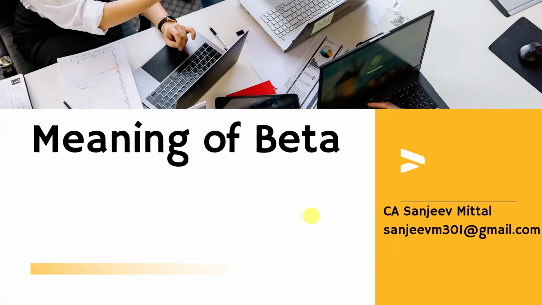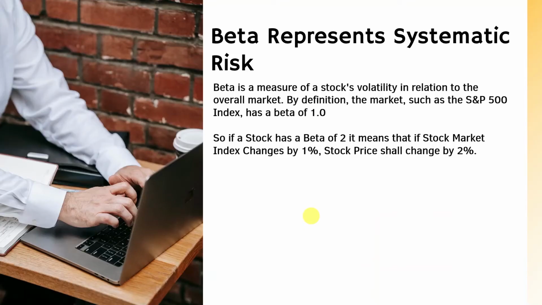Let's try to understand the meaning of beta. Beta represents the systematic risk of the economy. As we already know, COVID-19 has hit the economy globally, so that is representing a systematic risk, which means a risk which arises and affects a company or a group of companies in a systematic manner. Beta is also the measure of a stock's volatility in relation to the overall market. And the market index such as the S&P 500 has a beta of 1.